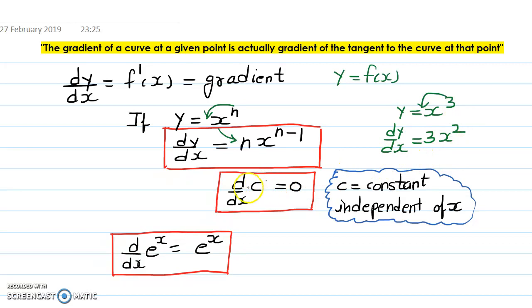But if there is any term which is independent of x, then its differentiation is 0. So d by dx of any constant term which is independent of x is 0, and differentiation of e to the power x remains e to the power x. These three basic formulas we are going to learn in different questions. Let's go for the question.